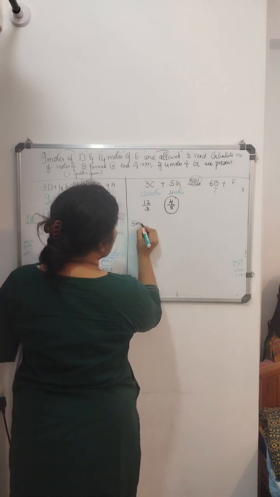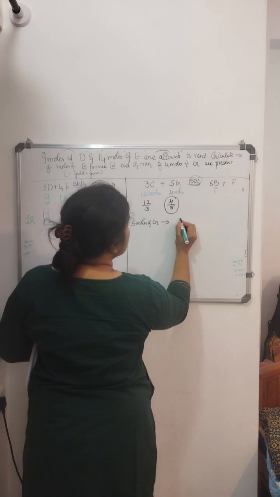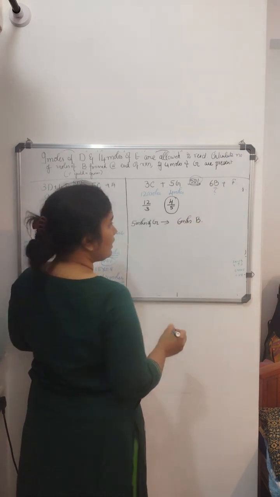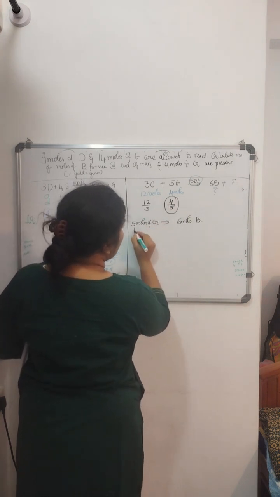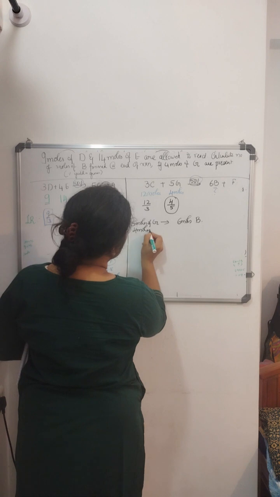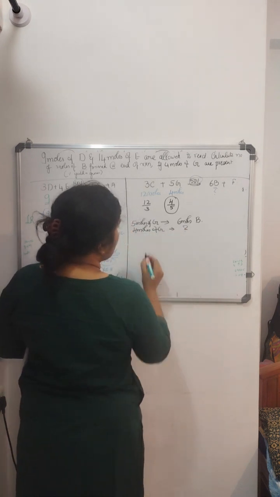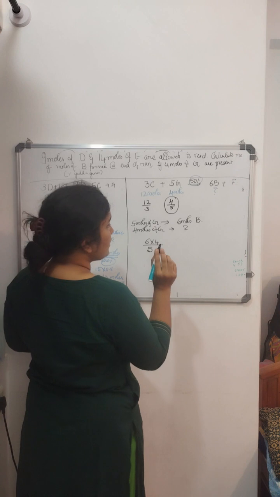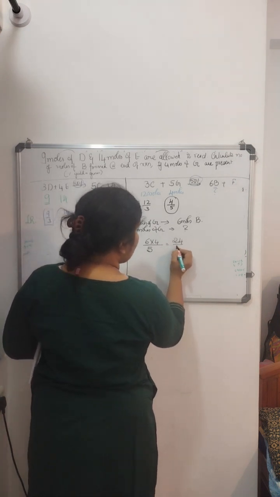5 moles of G gives me 6 moles of B, right? And how many moles do I have? 4 moles of G gives me how many moles of B? So it's 6 into 4 divided by 5. Again remember, whatever the answer is, 24 by 5.